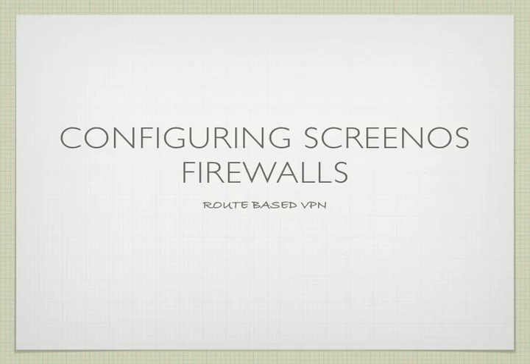Route-based VPNs are something that Juniper offers that are not available on every VPN implementation, and they allow you to treat a VPN connection as if it's any other network connection using standard routing protocols and standard policies rather than tunneling policies.